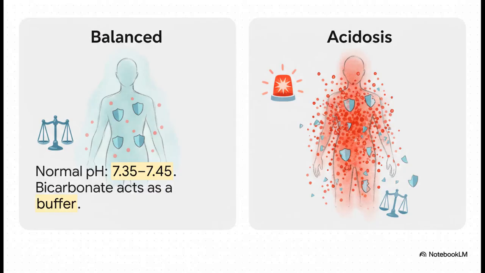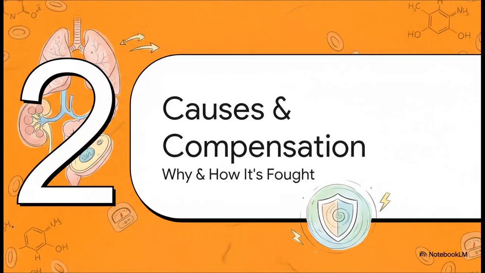Let's just look at this side by side. On the left, you've got a happy, balanced system. The pH is right in that sweet spot between 7.35 and 7.45, and bicarbonate is doing its job. But on the right, that's the danger zone. The pH has dropped below 7.35 because that whole bicarbonate buffer system has either been totally wiped out or just completely overwhelmed.